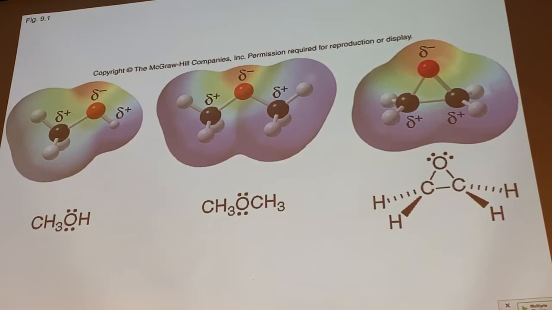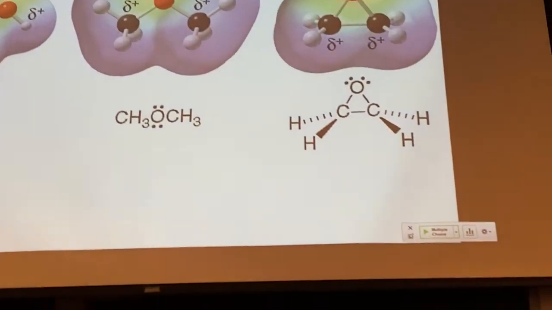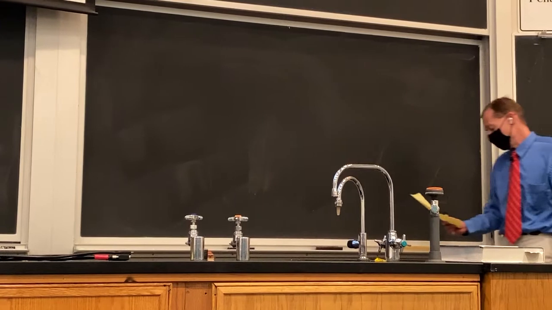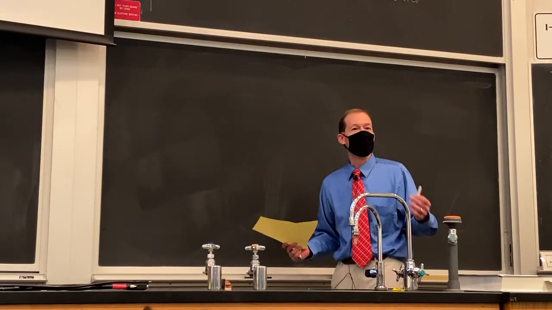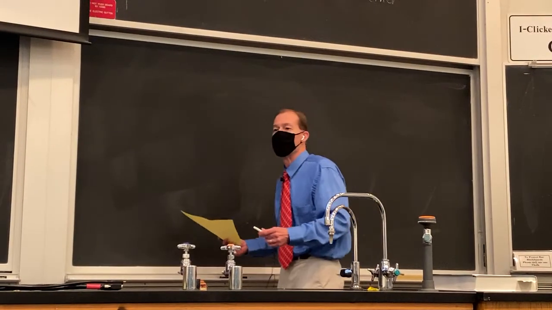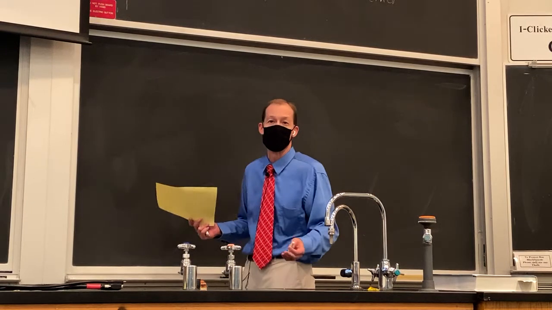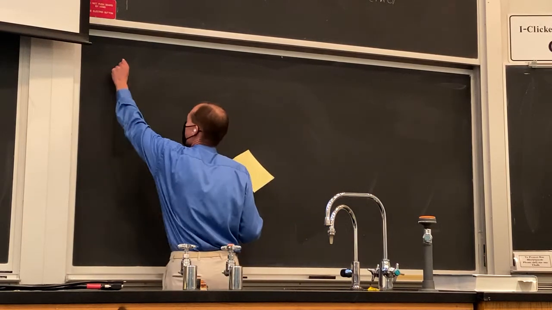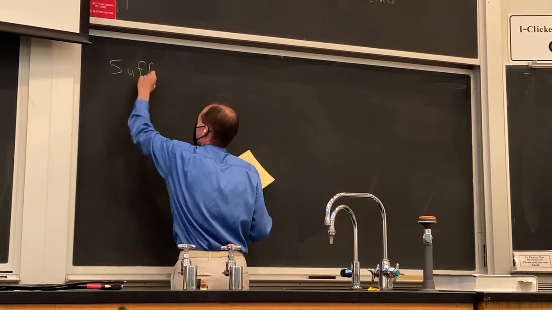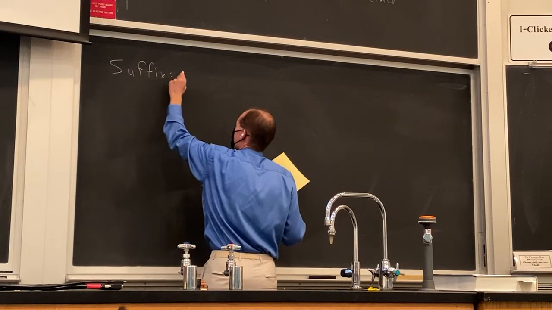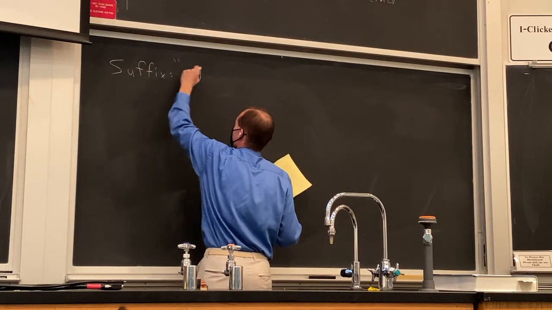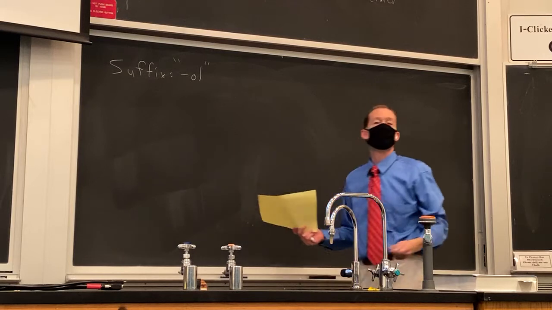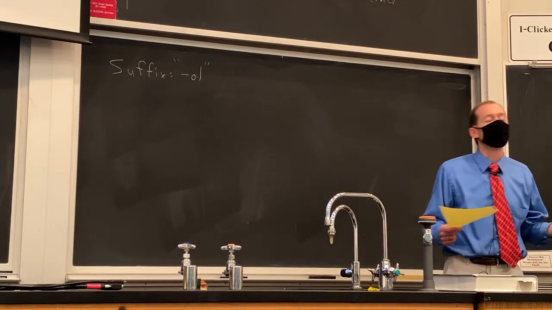All right, let's talk about the nomenclature then. So we'll start with alcohols. And the nomenclature of alcohols is unique compared to other compounds that we have talked about so far. So we have a new suffix. The suffix is ol, O-L, that goes at the end of every alcohol.